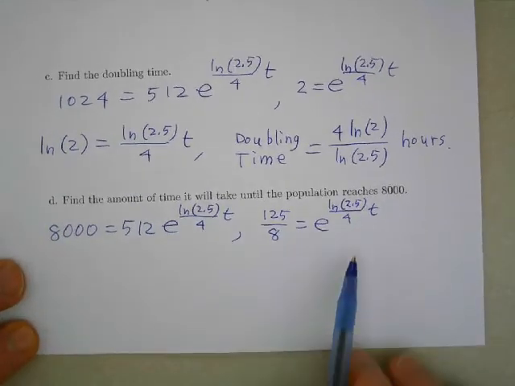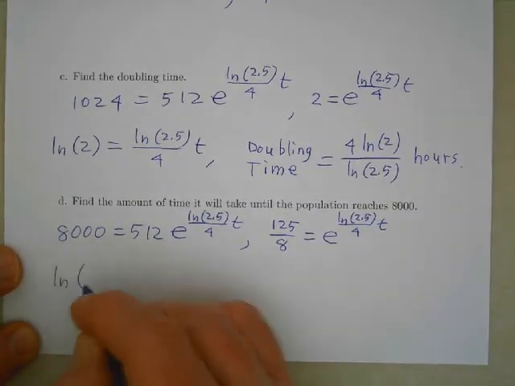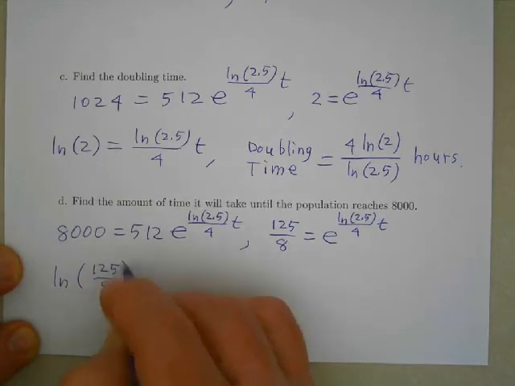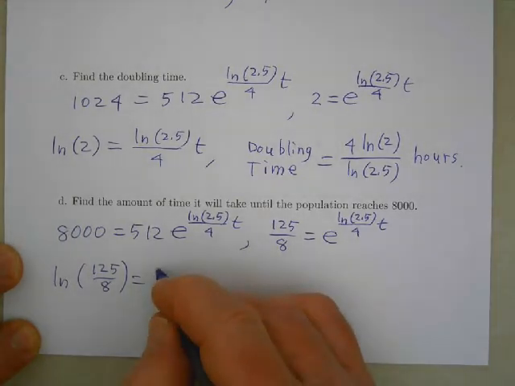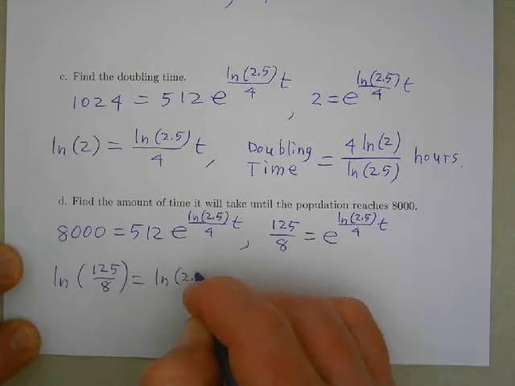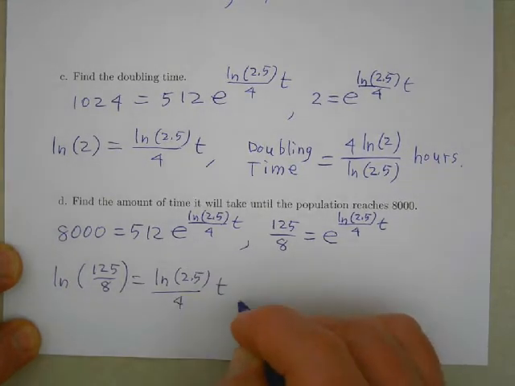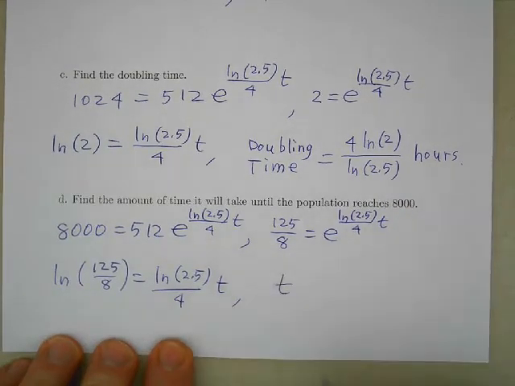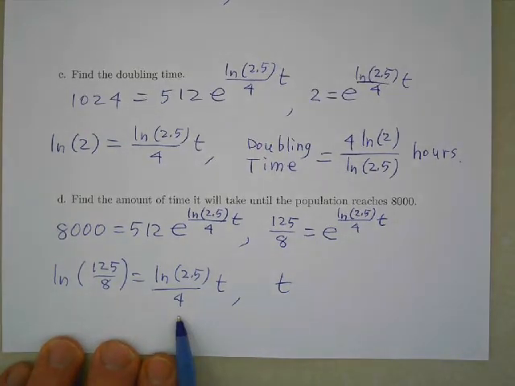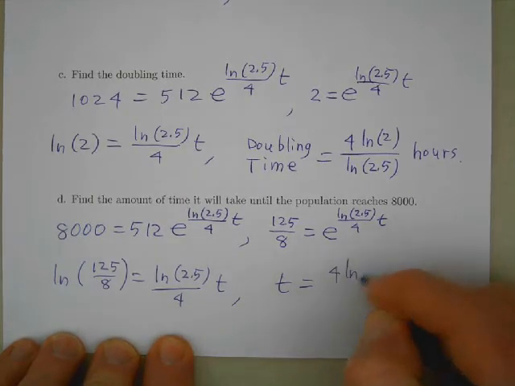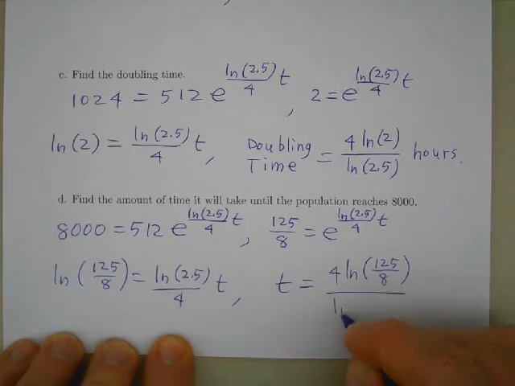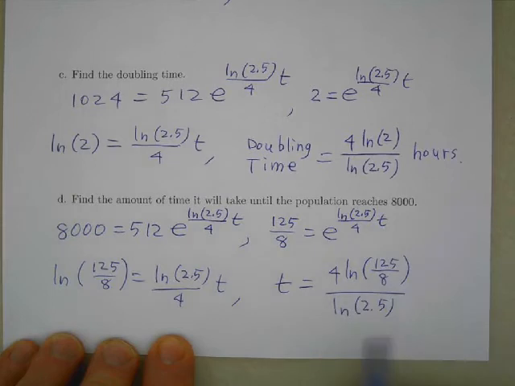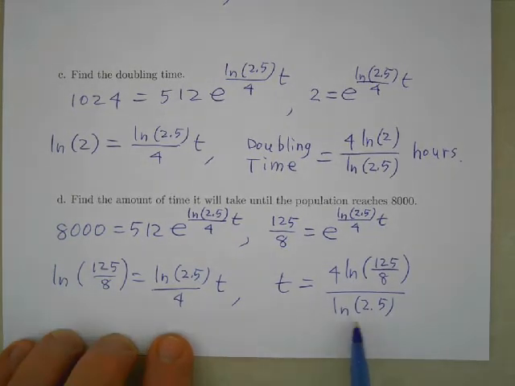Then we take the natural log of both sides. We get the natural log of 125 over 8. And the natural log of e to the exponent is just the exponent. So we just have the exponent, natural log of 2.5 over 4 times t. And then to solve for t, we can just multiply both sides by the reciprocal of the natural log of 2.5 over 4, and we get t equals 4 times the natural log of 125 over 8, all divided by the natural log of 2.5. And this is measured in hours again.